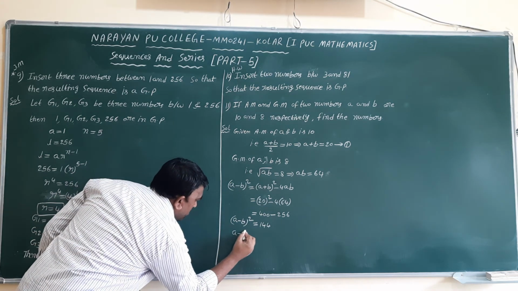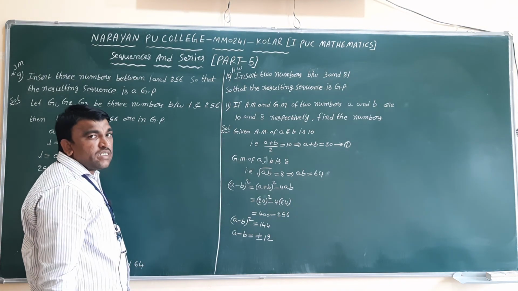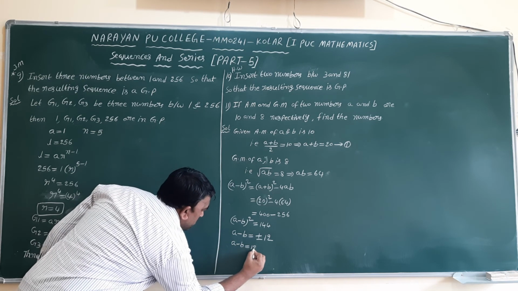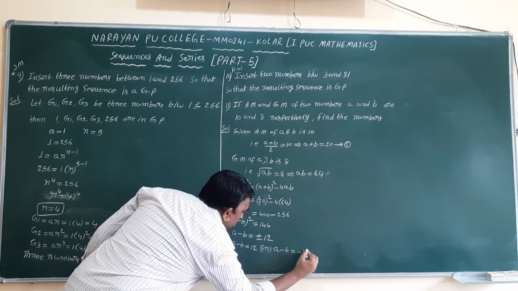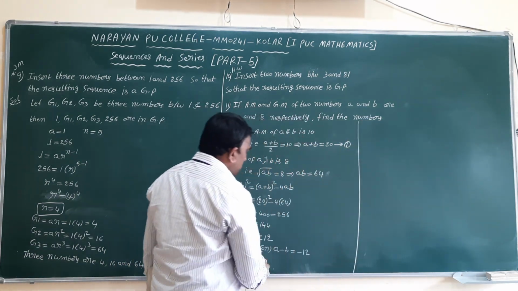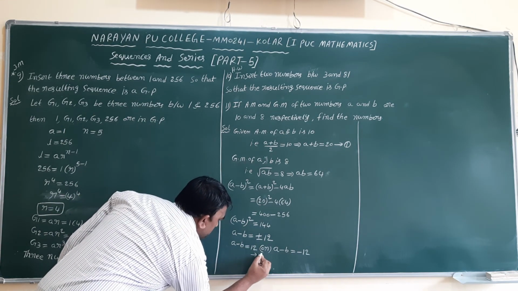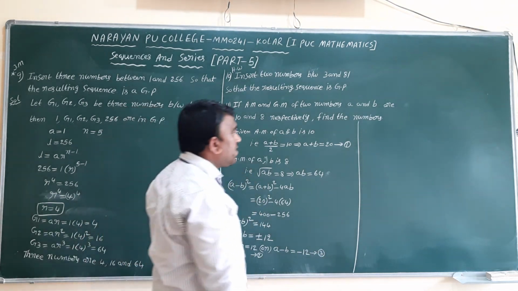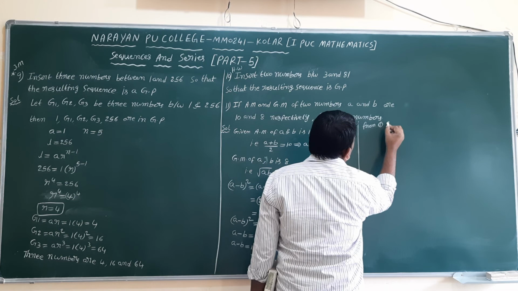Then A minus B is plus or minus 12. So A minus B value will be either plus 12 or A minus B equal to minus 12. We got the A minus B value. So by using these two we can find A and B. This I will take as equation 2, and this I will take as equation 3. Solving 1 and 2, and 1 and 3, we will get A and B separately.